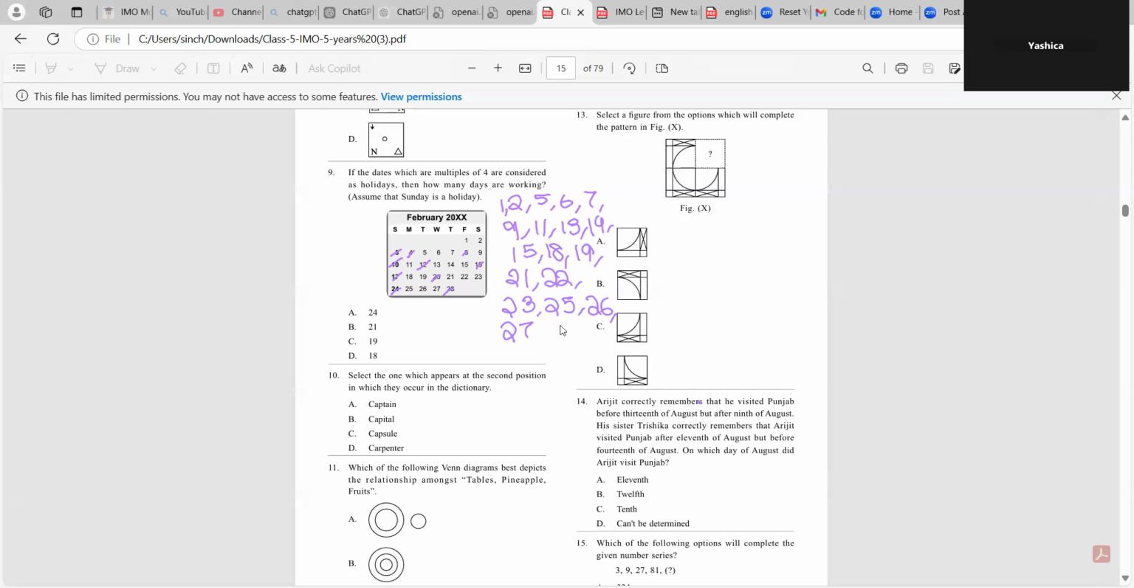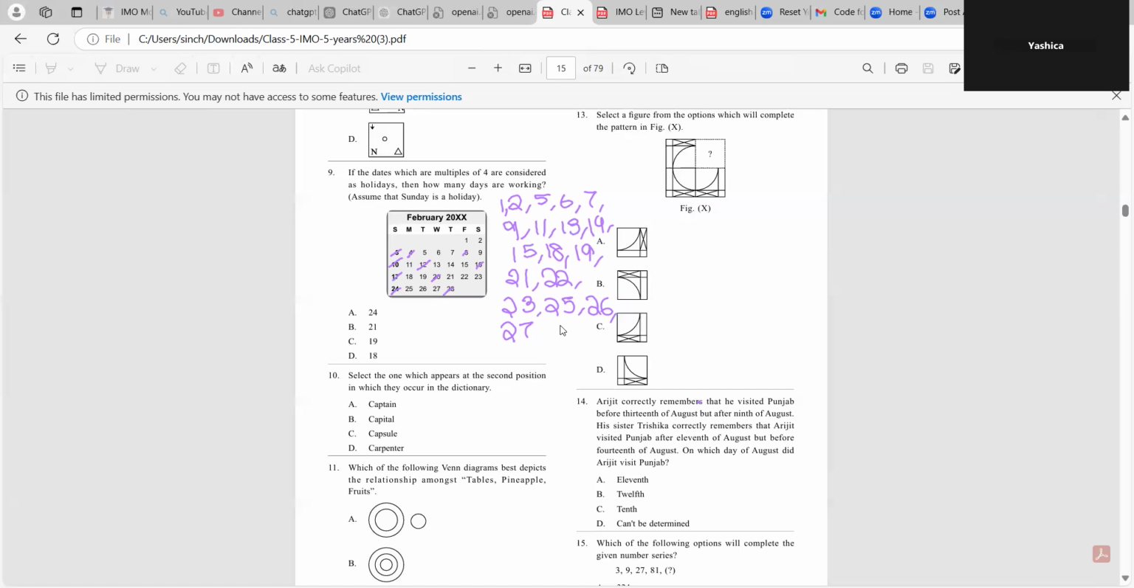Okay. So what I've done here is, if the dates which are multiples of 4 are considered as holidays, then how many days are working? Assume that Sunday is a holiday. So first what I did was cross out all of the Sundays, which is 3, 10, 17, and 24. They're crossed out. Then I have to cross out the multiples of 4 in this calendar.